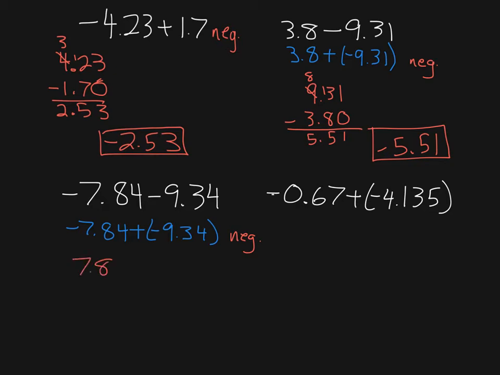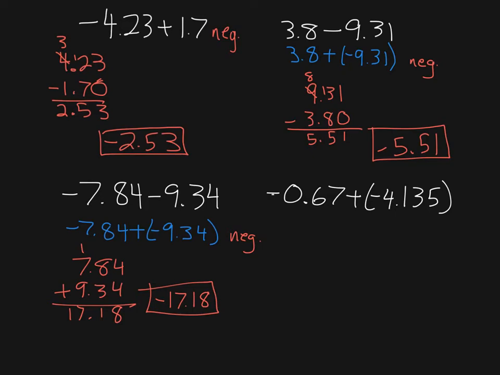So I have 7.84 plus 9.34. I'm just going to add. 4 plus 4 is 8. 8 plus 3 is 11. Carry the 1. 1 plus 7 is 8. 8 plus 9 is 17. And my decimal comes straight down. So my answer is negative 17.18. A lot of negative answers here in these examples.